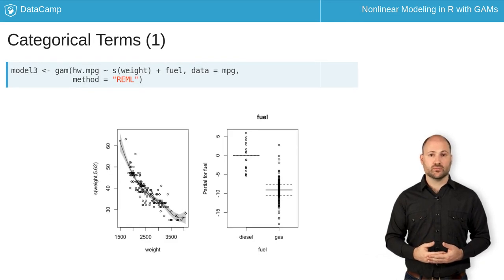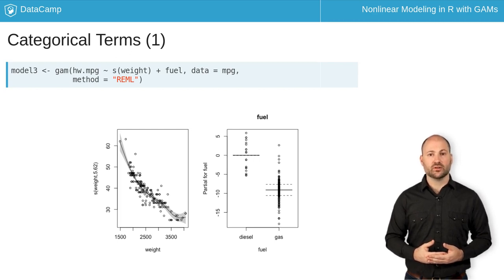However, linear terms are very useful when we have categorical variables as predictors. For instance, in our MPG dataset, the fuel variable has two categories, diesel and gas. When we include a linear term with this categorical variable, the GAM function fits a model with a fixed effect for each level of the category. Here, you can see that having gasoline has a negative effect. Diesel vehicles are more fuel efficient.